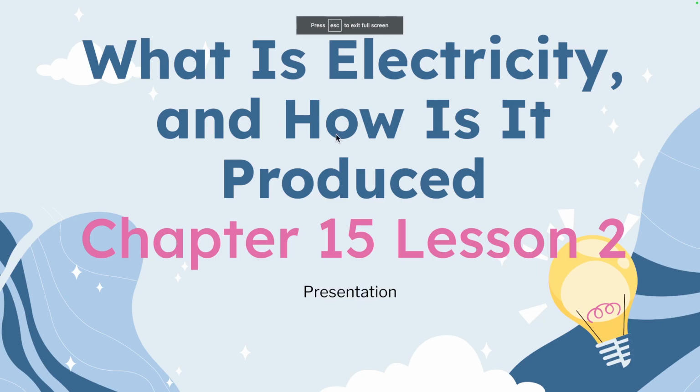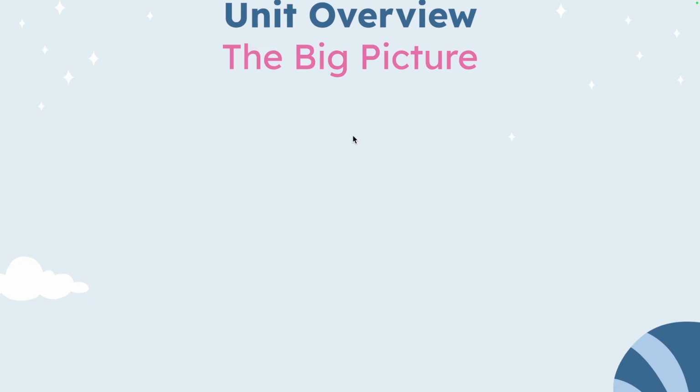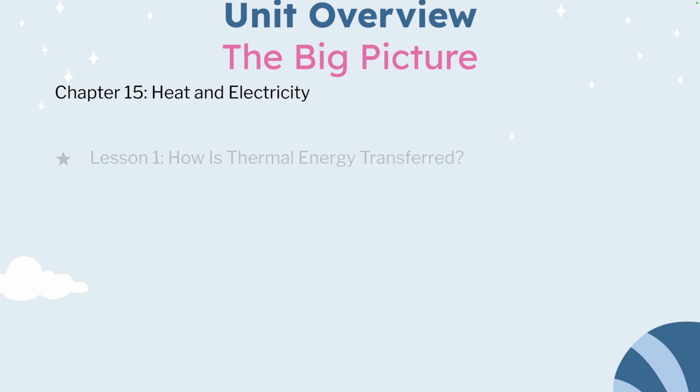Today we're going to be talking about what electricity is and how it's produced, which is Chapter 15 Lesson 2. Just to remind you, we finished Chapter 14 where we talked about potential and kinetic energy, and then we moved on to Chapter 15 after talking about light as one source of energy. We talked about heat and electricity, and we just finished up a lesson on thermal energy and how it's transferred.